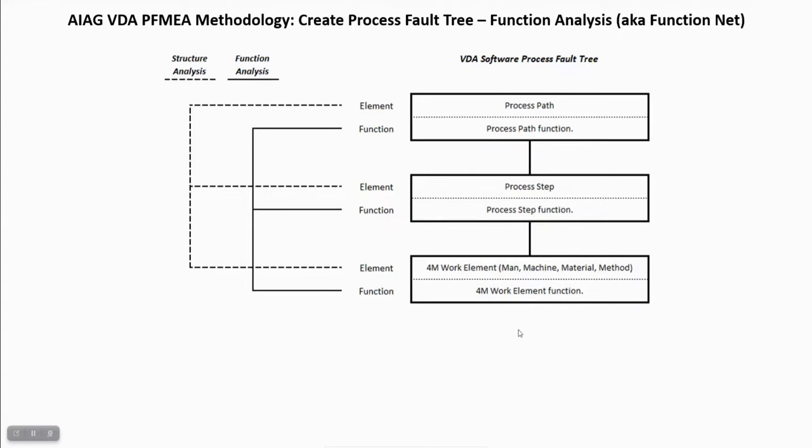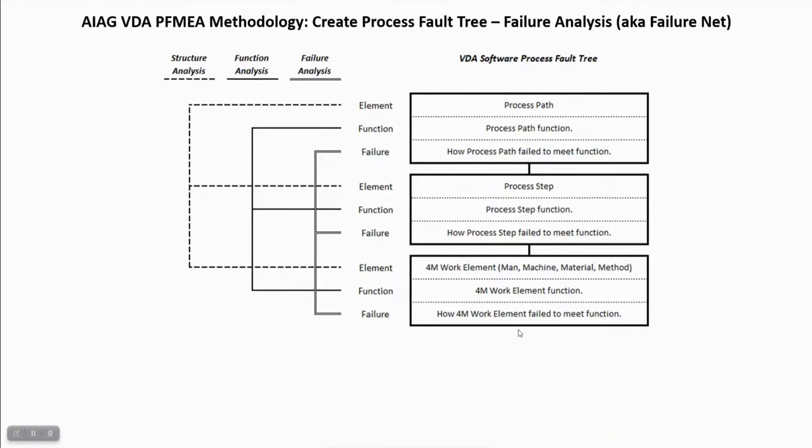And then the last tree we have to build is this failure net tree. And here we say how can we fail to meet the process path function? Here we say how can we fail to meet the step function? And here we say how do we fail to meet the element function? And we're going to learn that this is a big, big problem, because by forcing us to do the FMEA in this way, you're going to find out it's impossible to do a process FMEA correctly.